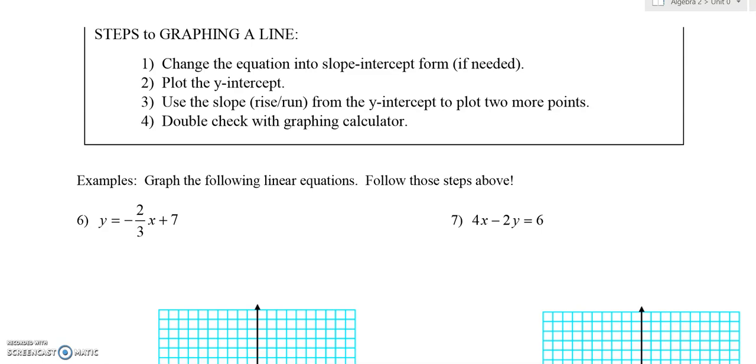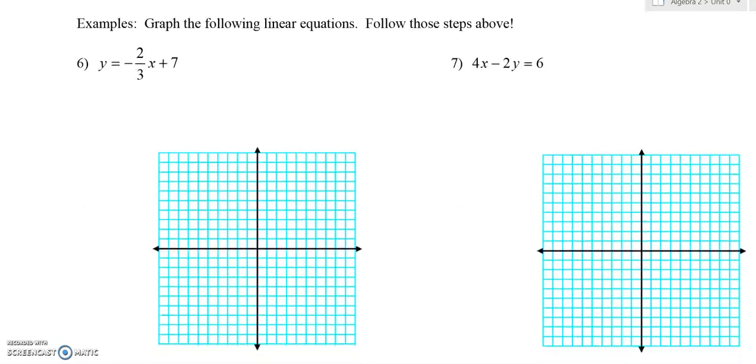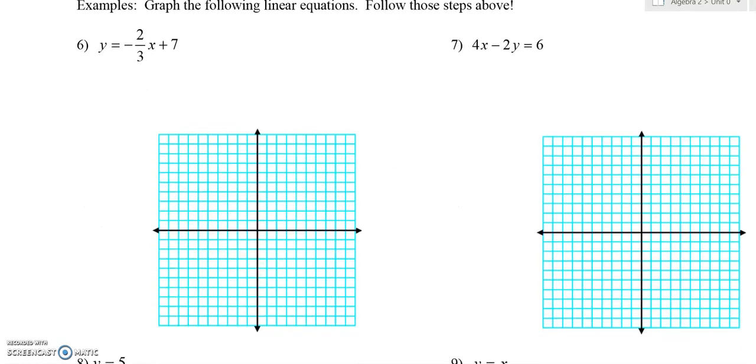All right, the next examples. It says graph the following linear equation. Follow the steps above. Again, I'm going to be referencing those steps. Problem 6. Y is equal to negative 2/3 x plus 7. Sometimes they give you the equation in slope-intercept form. They're kind of being nice. You luck out. And from here, I don't have to change anything. I can jump to step 2, which is plot the y-intercept.